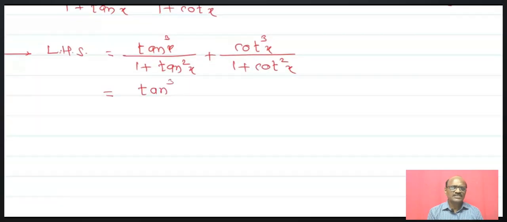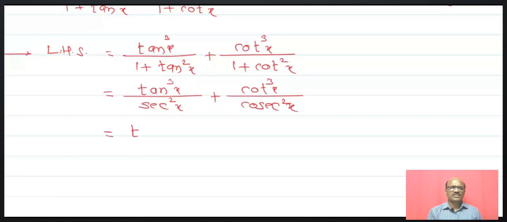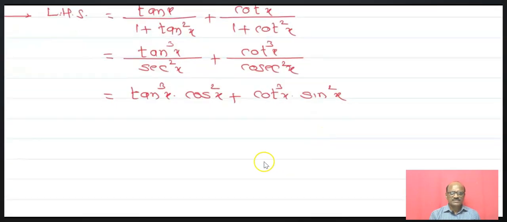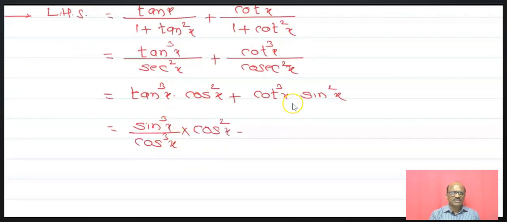We are considering the cross multiplication. That is equal to tan cube x upon sec square x plus cot cube x upon cosec square x. Therefore, they are reciprocals. The reciprocal of sec square x is cos square x, and the reciprocal of cosec square x is sin square x. Now we'll simplify here: sin cube x into cos square x upon cos cube x plus cos cube x into sin square x upon sin cube x.